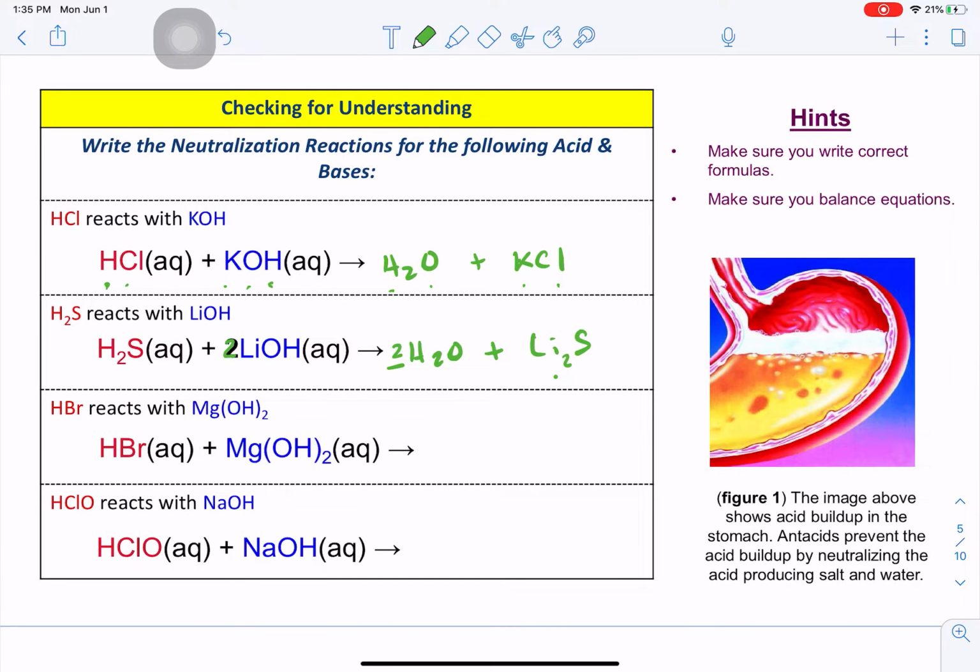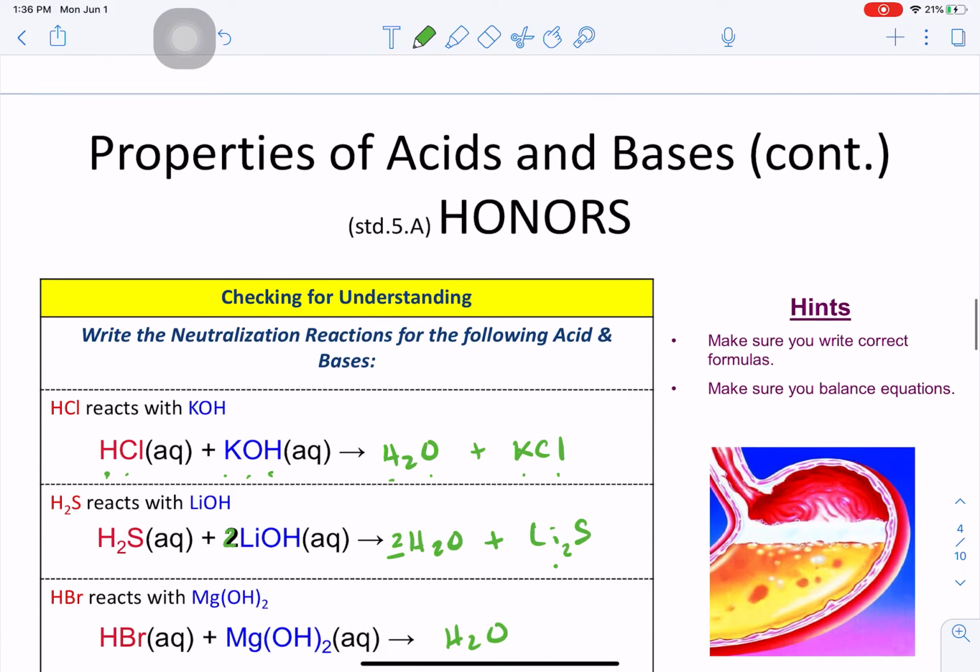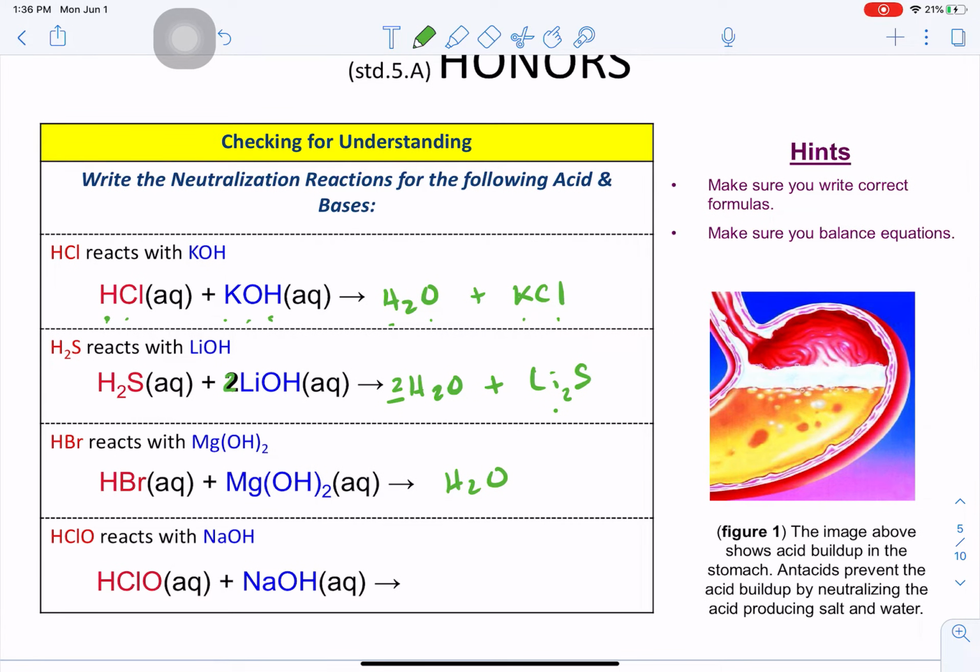HBr reacts with MgOH2, and what does it produce? Remember, every single time, write down your water, because a salt and water is produced every single time. And then what kind of salt? Well, we know the H goes with the OH, the Mg goes with the Br. So MgBr. Just write it down right off the bat. Don't worry about your subscripts yet. We'll worry about that when we're trying to neutralize this specific salt.